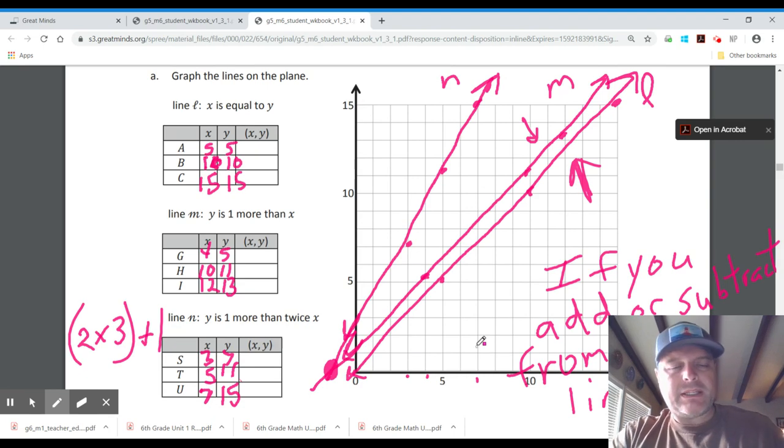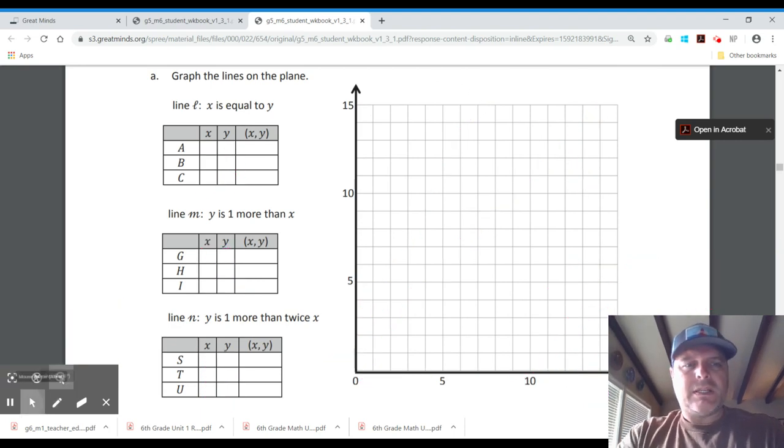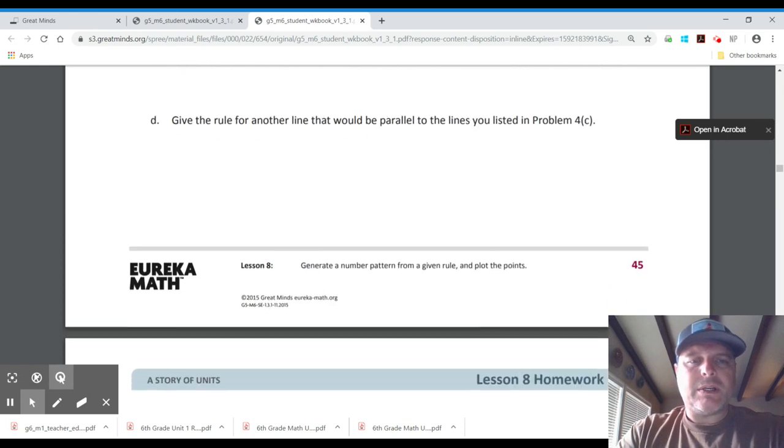Okay, and I think that's it for this problem. I'm going to go ahead and erase it. One second. Okay, and we'll double check. I think that was the last one.